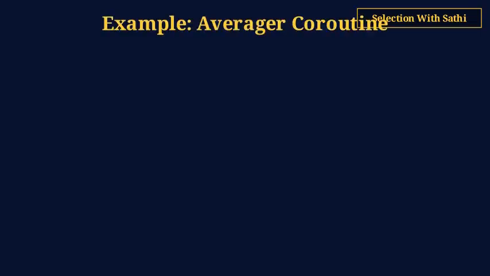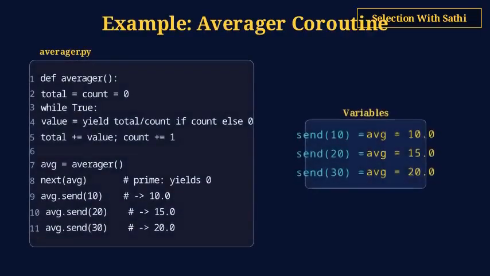An averager coroutine demonstrates send. The function initializes total and count to 0. In an infinite loop, it yields the running average and receives a new value via yield. First, prime it with next. Then send 10, average is 10. Send 20, average is 15. Send 30, average is 20. The coroutine maintains state between send calls.